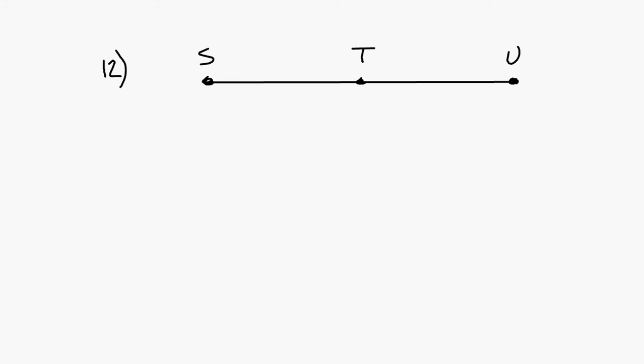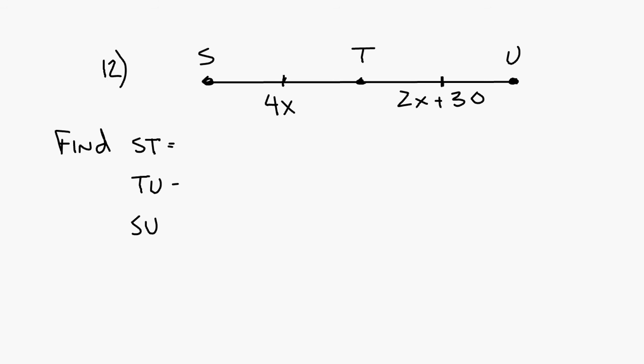S, T, and U, we got 4x right here, and 2x plus 30. If T is the midpoint of SU, then the left side is equal to the right side. It asks you to find ST, TU, and SU. If the 2 pieces are equal to each other, set up your equation that way. 4x is equal to 2x plus 30.